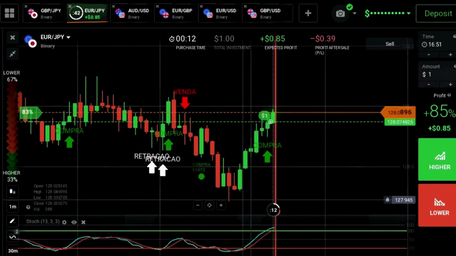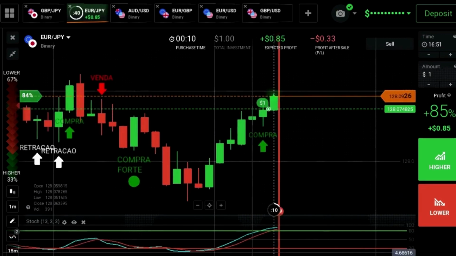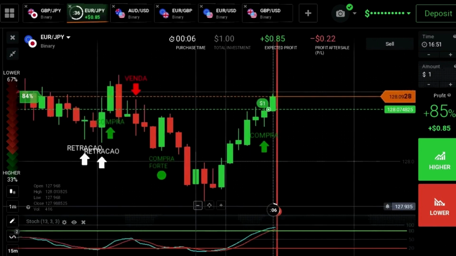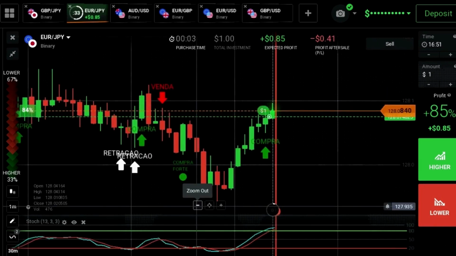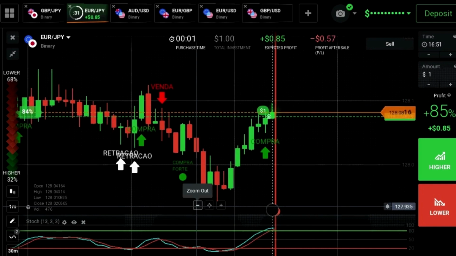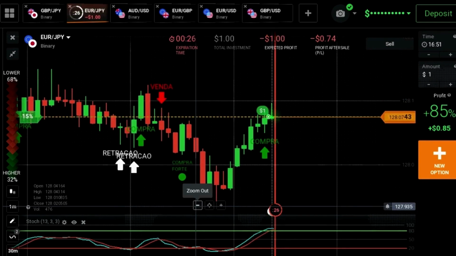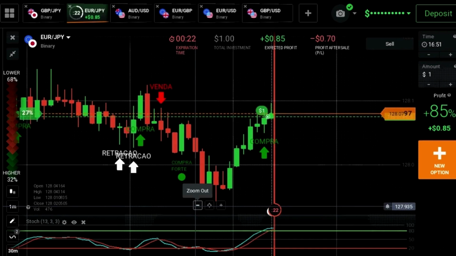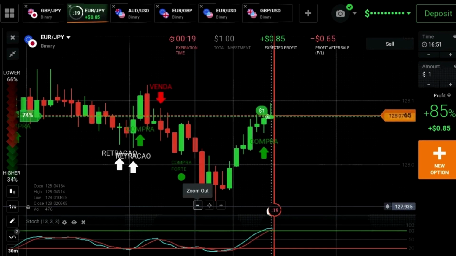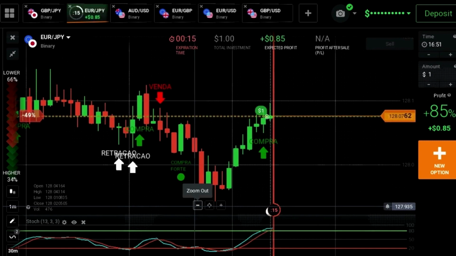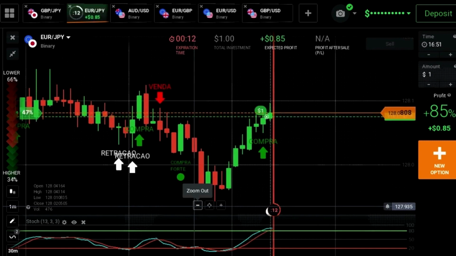So as I said earlier, this strategy is for 1 minute expiry time and 1 minute candlestick chart. So if you follow all the rules, you are going to be profitable. So guys, our trade is almost finishing. So this strategy is profitable if you stick to the rules.